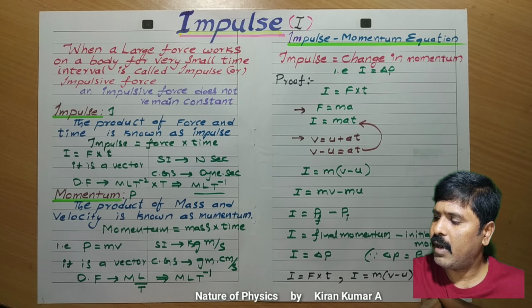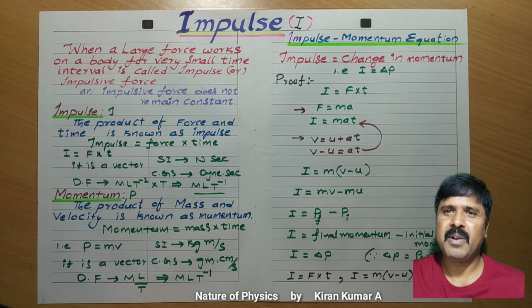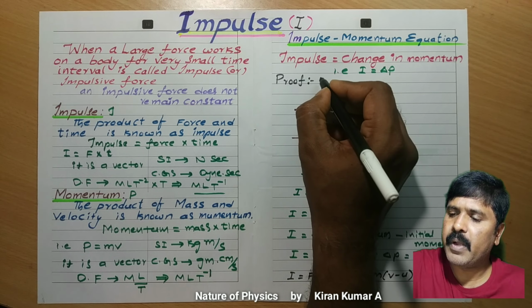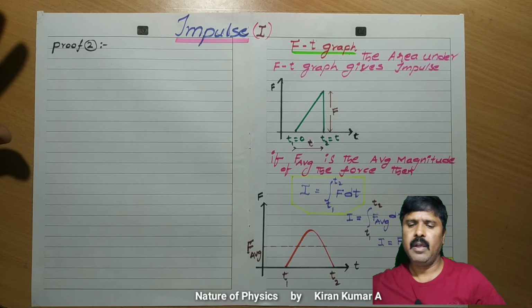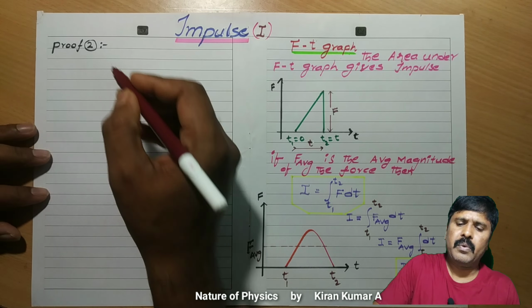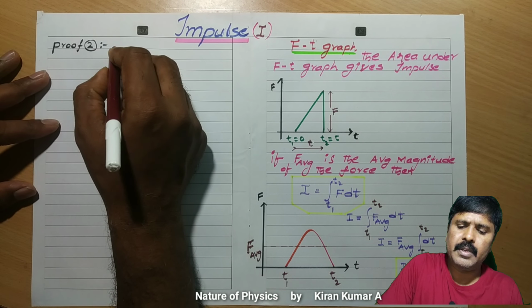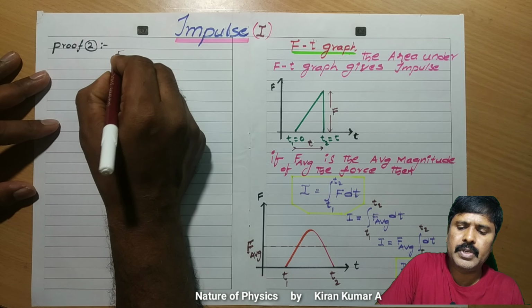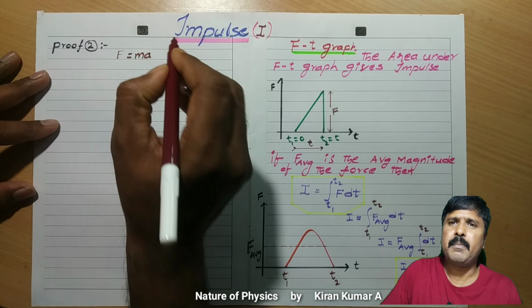And impulse I is equal to delta p, student. Okay, different equations are also clearly given. This is proof 1, student, and proof 2 is also there. Continuation I can explain here. In proof 2, I am using Newton's second law formula, student. That is F is equal to ma, Newton's second law formula.